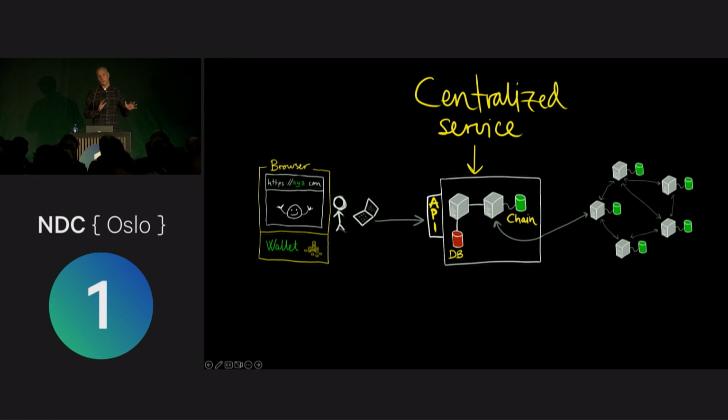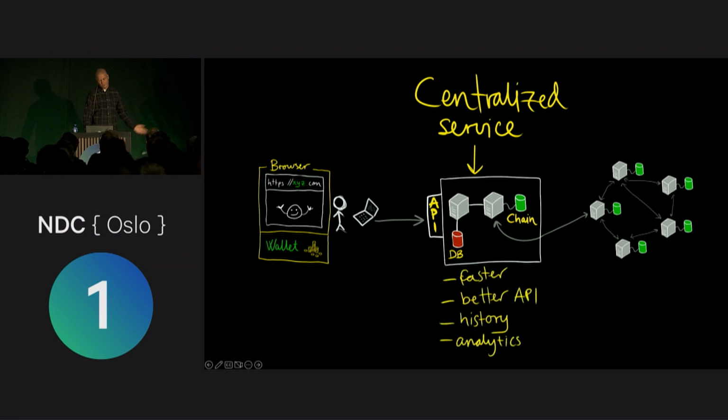And of course, this centralized service can see all your read transactions. So it's similar to surfing the web through a third-party server that can see all your web traffic. And why do we do this? Well, the API is faster, it's better, it has access to history and analytics. My point here is that the dream of decentralization just isn't true.